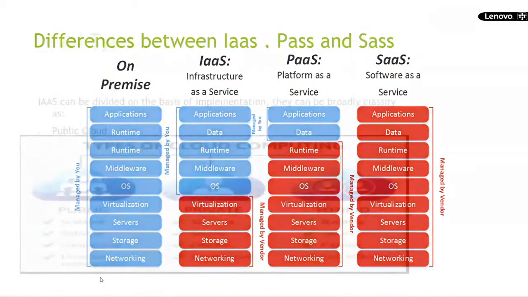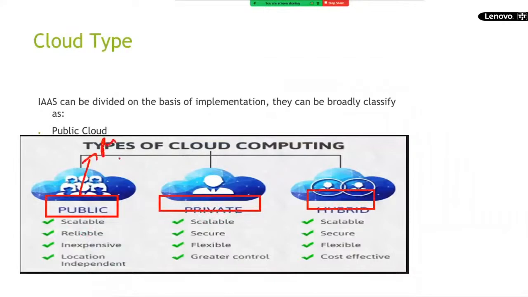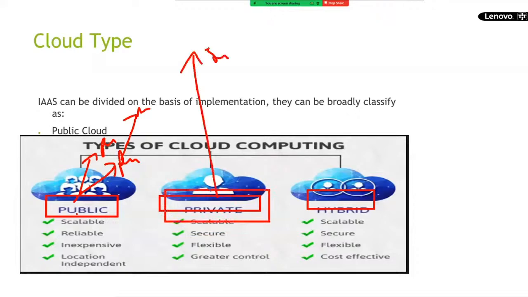Okay, next, globally we have three types of clouds: public, private, and hybrid. What is public, guys? Public means the services or resources can be accessed from anywhere in the world. I am repeating, the resources can be accessed from anywhere in the world is called public. Private means the services can be accessed only within the corporate network.